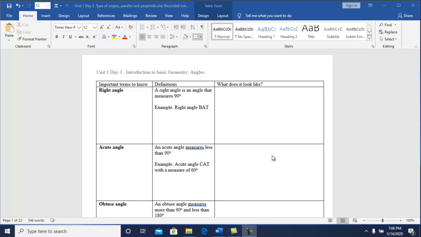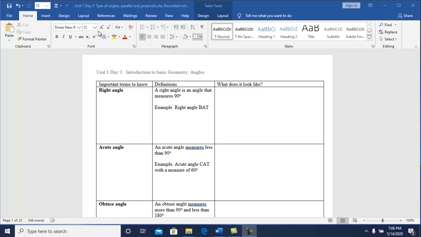This is Unit 1, Day 3, and today we're going to go through first some definitions. The first one is going to be a right angle. The definition of a right angle is an angle that measures 90 degrees. And what we're going to do is draw a picture of that.